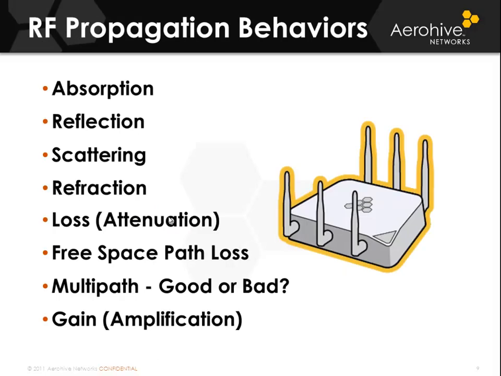RF propagation behaviors include such things as absorption, reflection, scattering, refraction, loss, free space path loss, multipath, whether it's good or bad for the intended signaling, and gain. If you think of waves propagating through the air, such as light and sound, and relate the same things that could affect what light and sound go through to what RF signals go through, that'll make understanding this quite a bit easier.